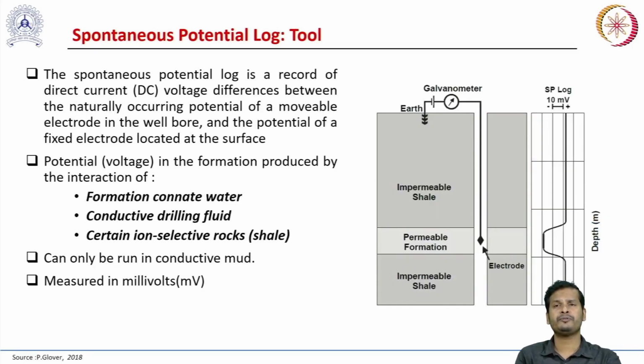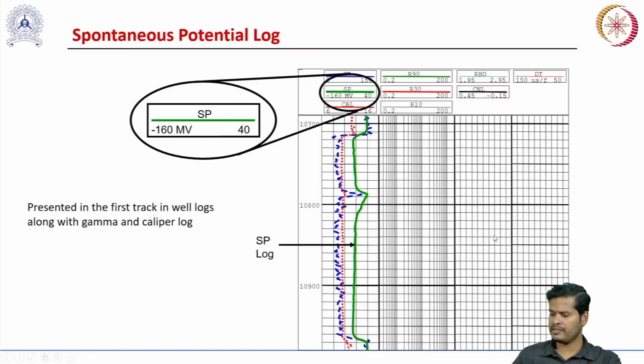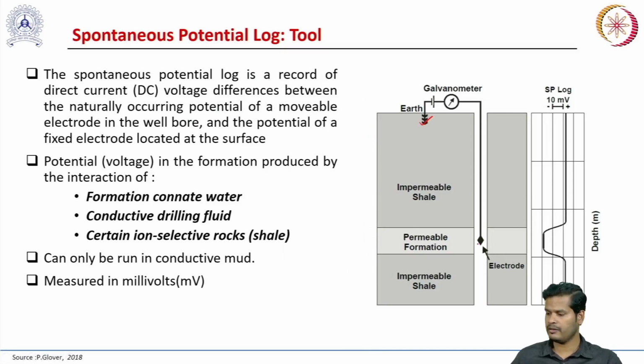Now the tool construction, how the SP logging tool works. The tool is very simple. We have two electrodes. One electrode is at the surface and the second electrode is inside the wellbore, which is moving. So we are going to measure the difference between the potential of the movable electrode in the wellbore with respect to the electrode at the surface. What is the potential difference between this electrode and that electrode is what we measure.